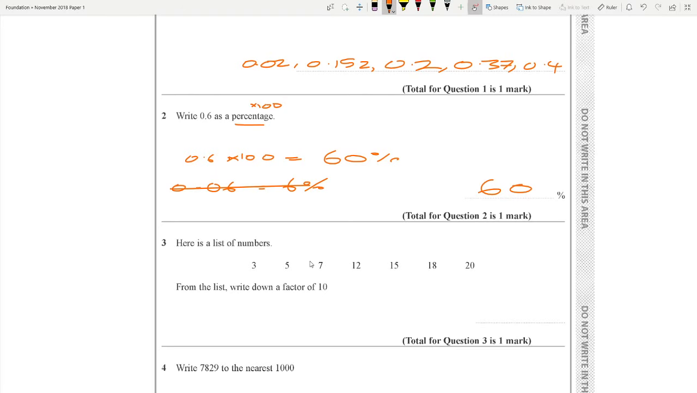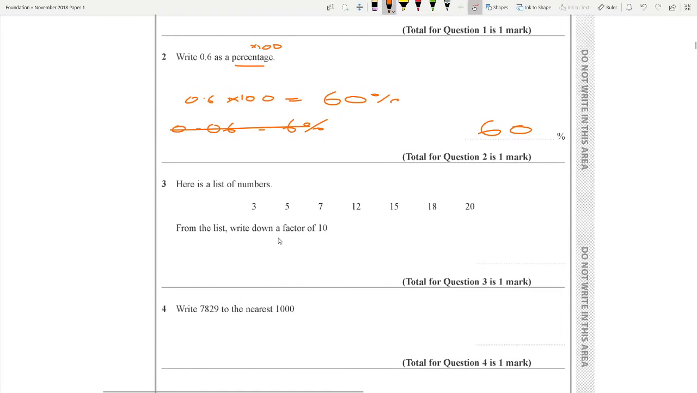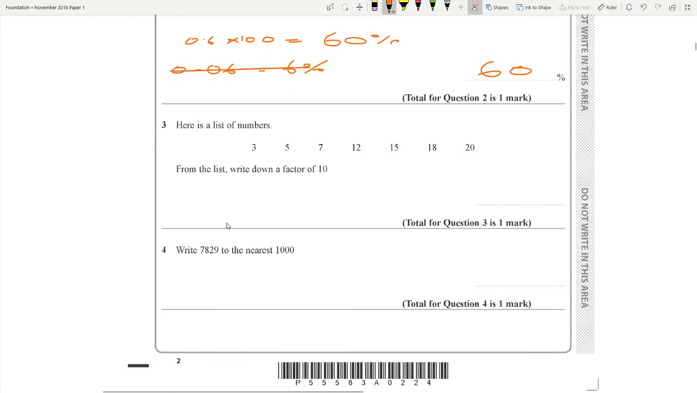Question number 3, a list of numbers. From the list, write down a factor of 10. Just remember, a factor is a number that goes into another number. So which of these numbers go into 10?